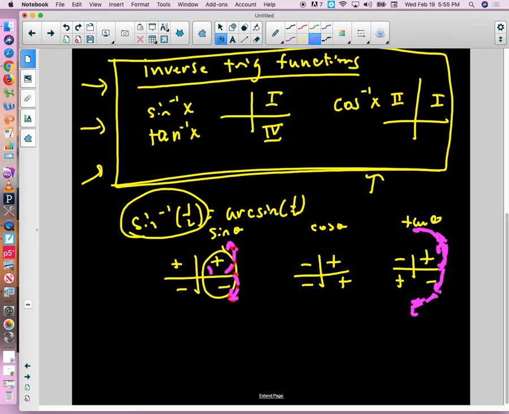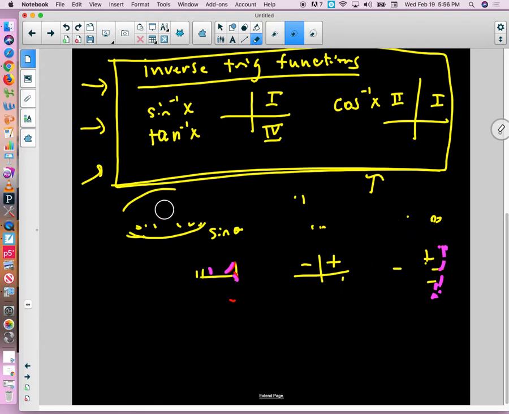All right, and what I'm talking about is when it already has the inverse trig function on it.